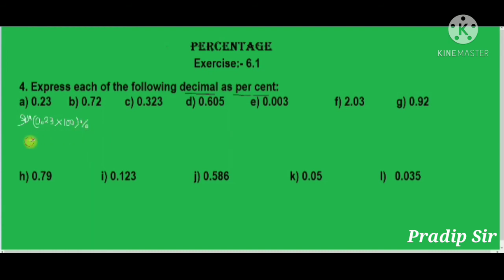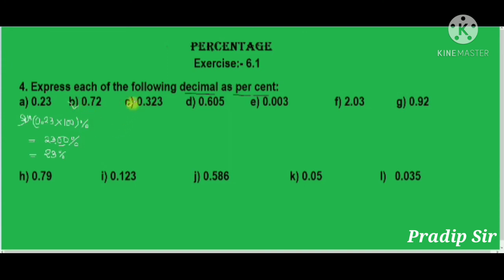Okay, now if you multiply 0.23 into 100, then it will be 23.00. And now before how many digits is the decimal? 2 digits. Before 2 digits you have to give the decimal symbol, and you give the percentage sign. Now after the decimal 00 is there, there is no meaning, so you directly write 23%. Okay, this is very easy, right? So B also same.